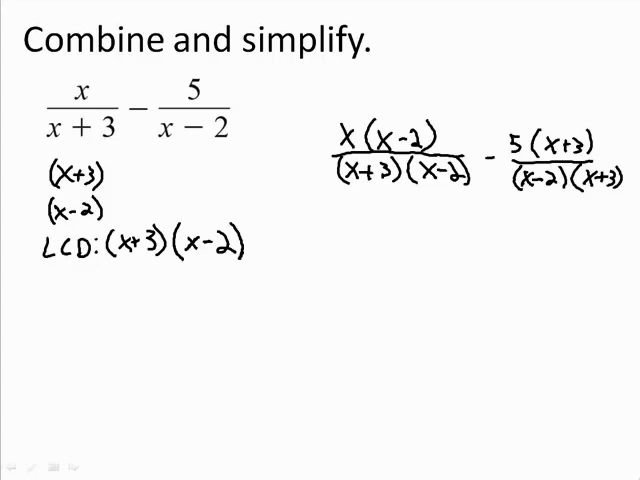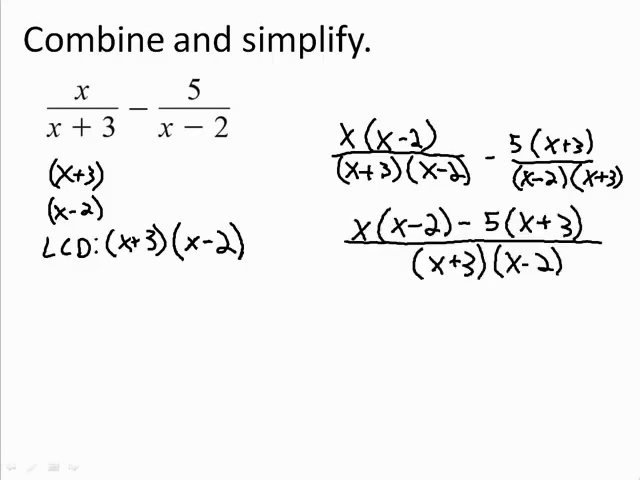x times the quantity x minus 2 divided by the quantity x plus 3 times the quantity x minus 2, minus 5 times the quantity x plus 3 divided by the quantity x minus 2 times the quantity x plus 3. Now that both fractions have the same denominator, subtract the numerators. x times the quantity x minus 2 minus 5 times the quantity x plus 3 divided by the quantity x plus 3 times the quantity x minus 2.